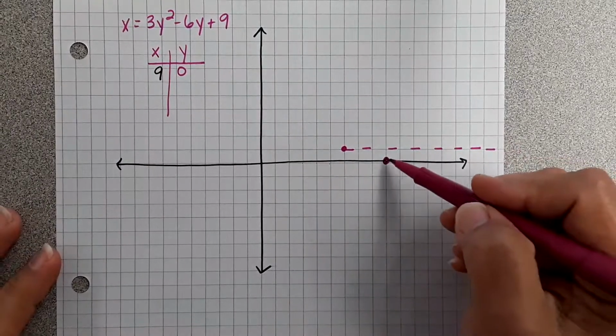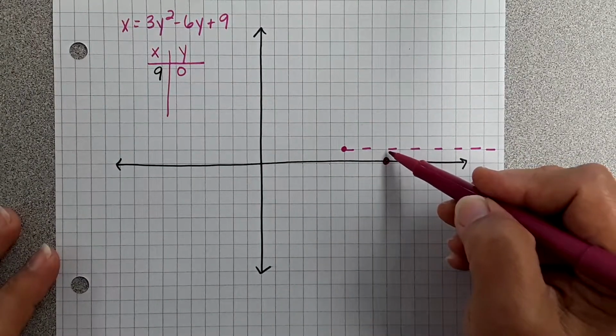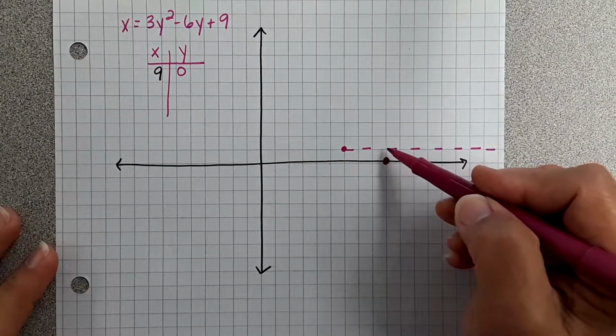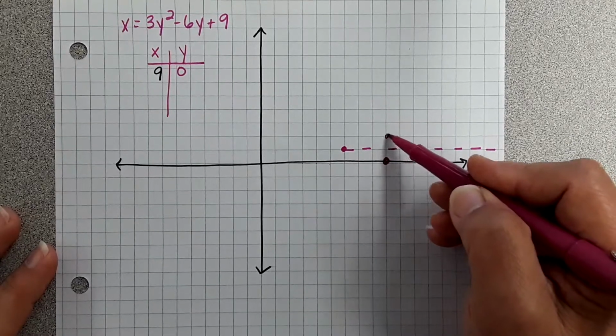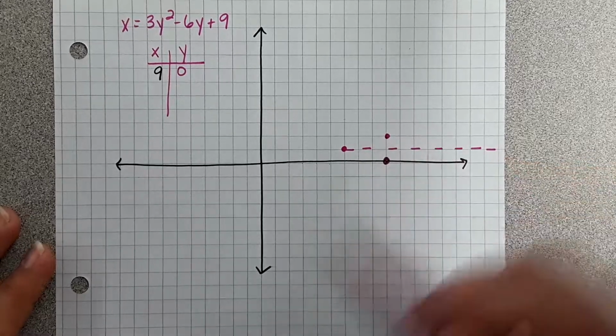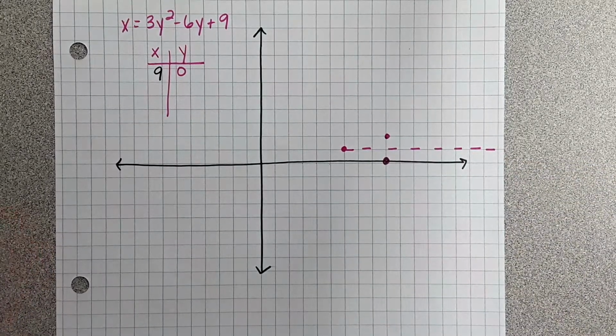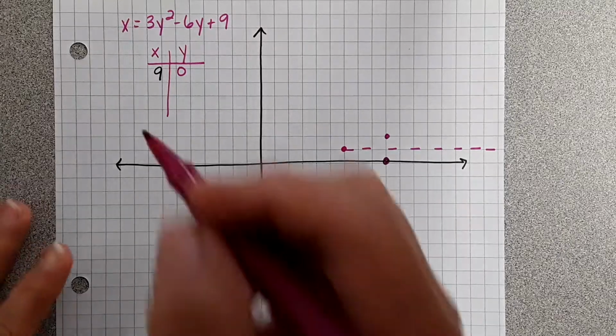Now, how far away is that from the axis of symmetry? 1. So that means the other point, there's a mirror image over here. You guys, the axis of symmetry cuts the vertex in half. Okay, now let's just pick another point. You want to pick 2? Okay. I don't know how big 2 is, but let's put it in there.